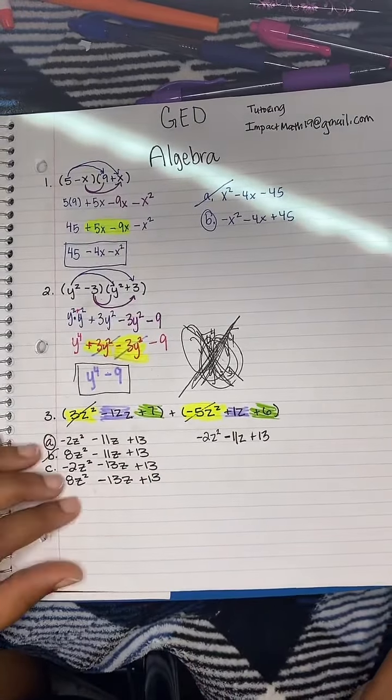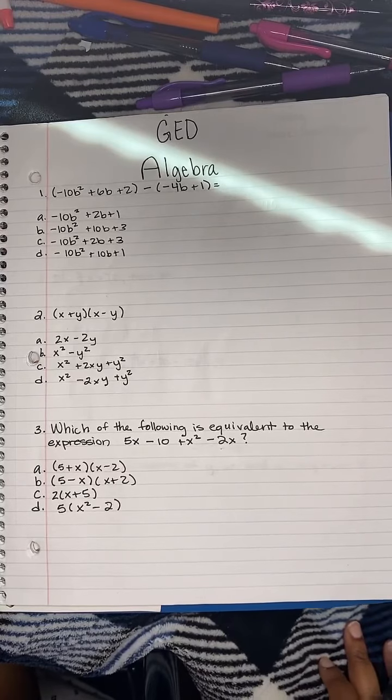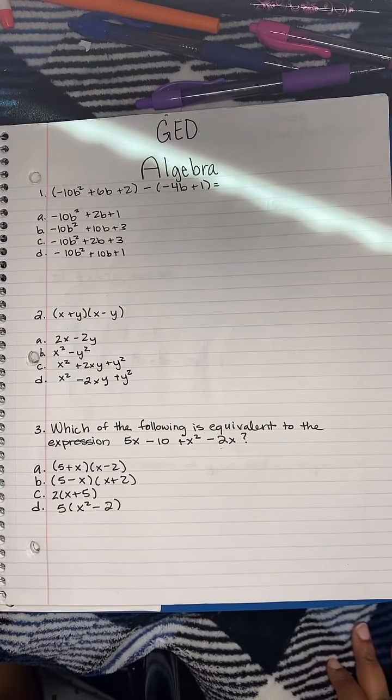Here we have it. Let's go to the next. Okay. So number 1, I'm going to give you guys some time. What do you guys say number 1 is? Is it A, B, C, or D?